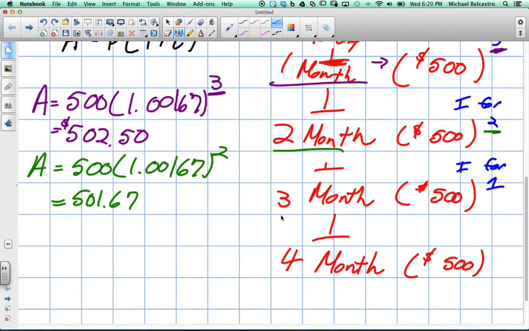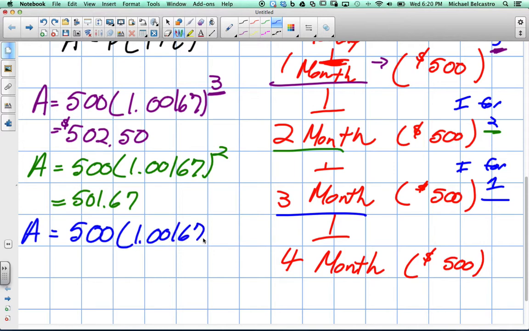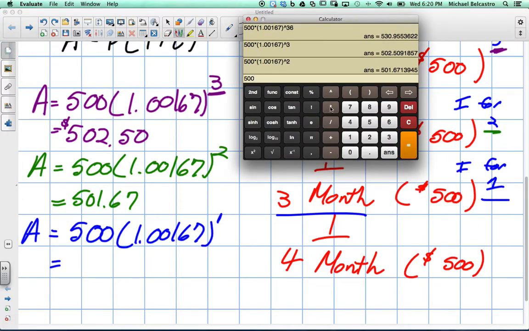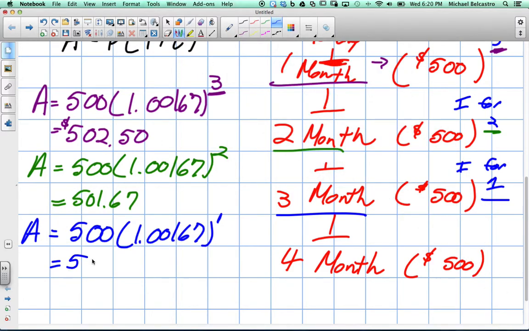The third amount, let's do it in blue. It's only in there for a month. So A is equal to 500 times 1.00167 to the power of 1. To the power of 1 won't change anything, so it's the same as taking 500 and multiplying it by that. So this is our third one: 500 times 1.00167. Like I said, I don't need to put the exponent on because it's not going to make a difference. We only earned 83 cents, right? So $500.83.